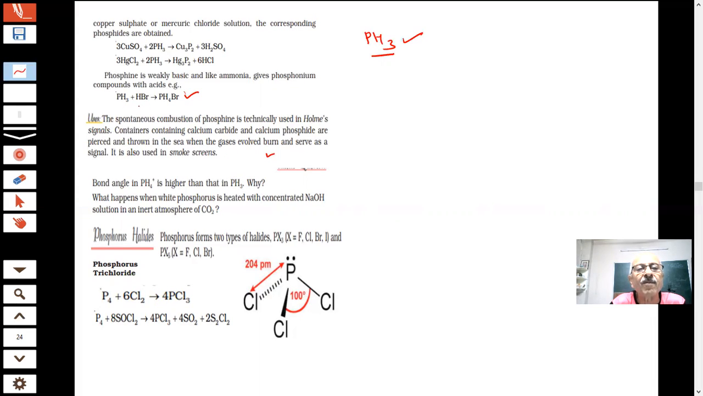This is an acid, and this is a weak base, an acid-base reaction. You can see the acid-base reaction to form a salt. The important thing, its application and use, is very important and has been asked in the paper, students. There is something called Holmes signals. What are Holmes signals has been asked in the paper.